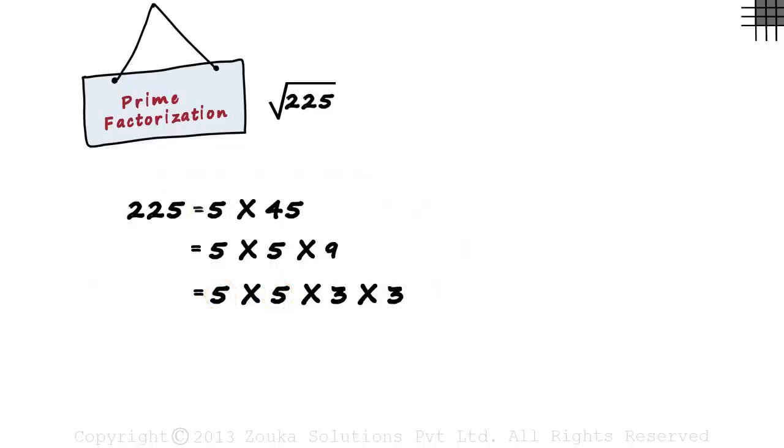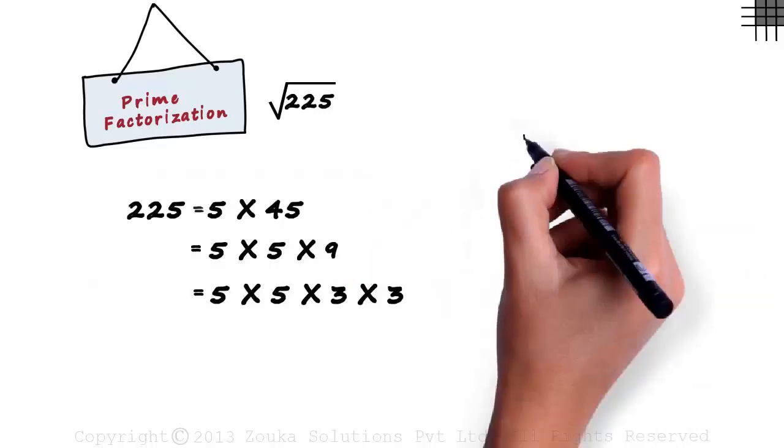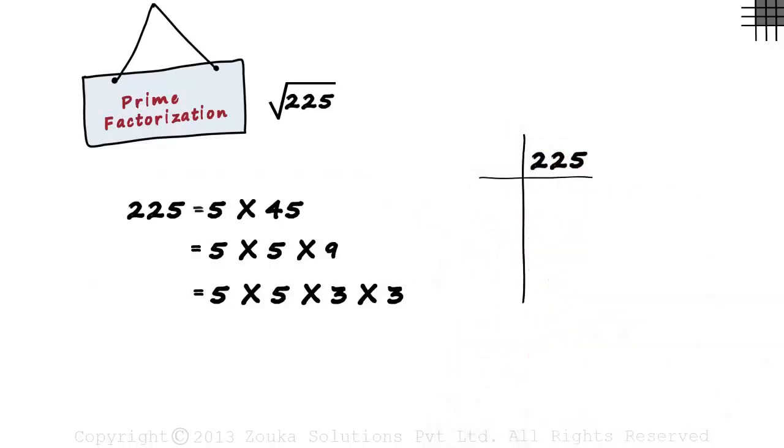This was simple, but is it the quickest way? No. Let's look at a quicker way. We write 225 like this and draw two lines here, like this. 225 is divisible by 5, so we write a 5 here. We just write the prime factors in this column. 5 multiplied by 45 gives us 225. 45 is not prime. Hence, we continue with this process. 45 is also divisible by 5.